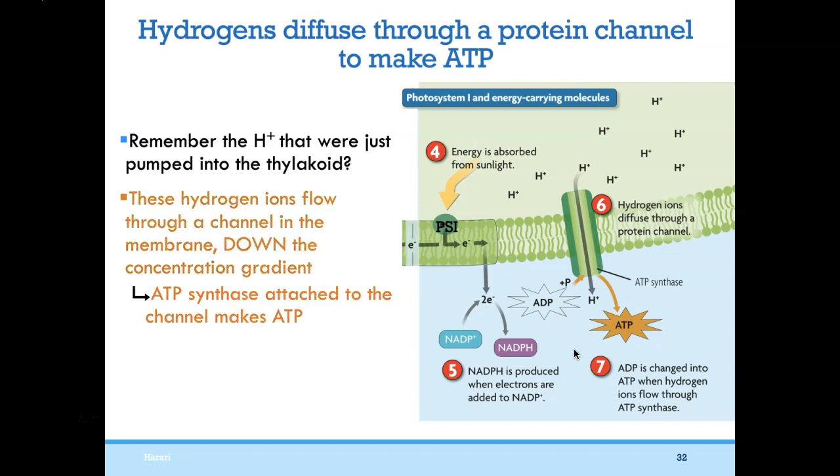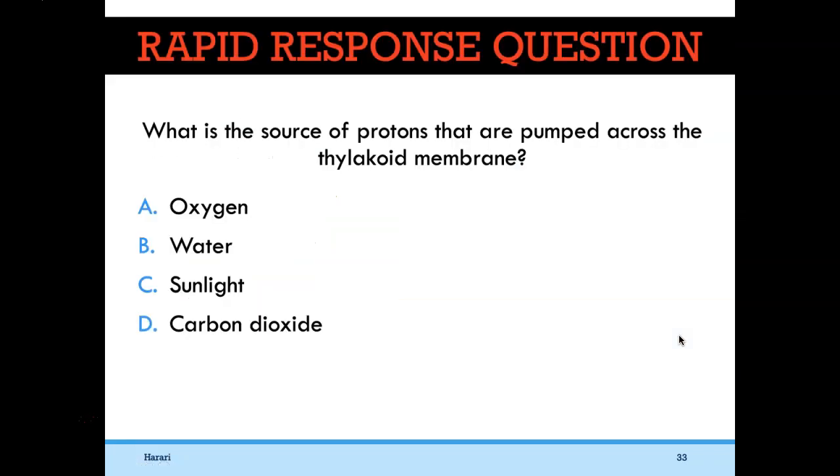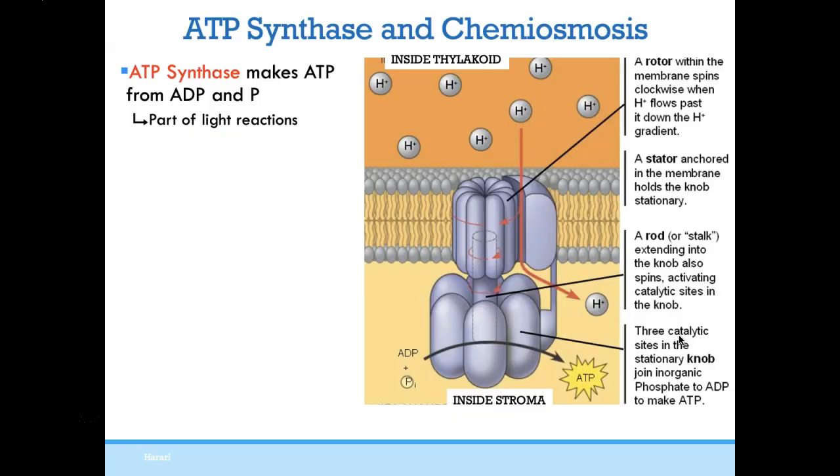All right, so this is very, very important. This is how we make ATP in the light reactions. What is the source of protons that are pumped across the thylakoid membrane? So pause here. The answer is water, right? Water gets broken down by light, and the protons are pumped across the membrane.